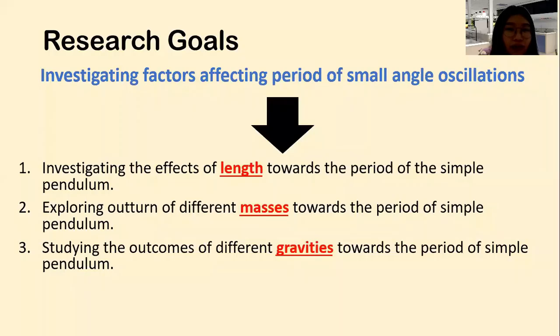Specifically, my study will focus on the effects of different factors towards the period of small angle oscillations. If I elaborate, I have 3 research goals in total. The first one being the effects of length towards the period. The second one is the effect of different load and different masses towards the period. And finally, the effect of different gravitational fields towards the period.